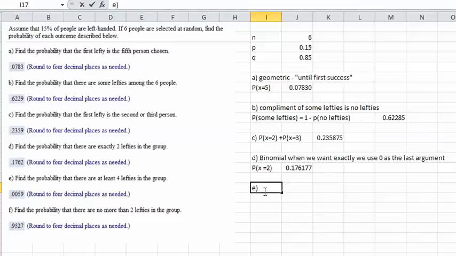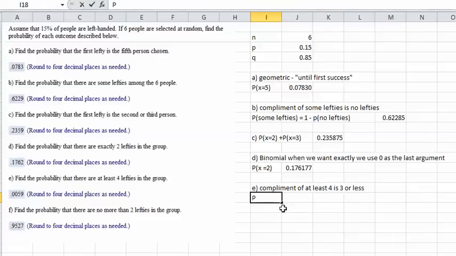Okay, E then says find the probability that there are at least 4 lefties in the group. Okay, when you see at least, you want to use the complement. There are 2 ways to do this, but I think this is the best way. At least 4 is the complement of 3 or less. You could do x equals 4, x equals 5, x equals 6, and add those up as individual binomials. Or you can do 1 minus the binomial distribution where you accumulate up to 3, which I think is a little bit cleaner way to do it.